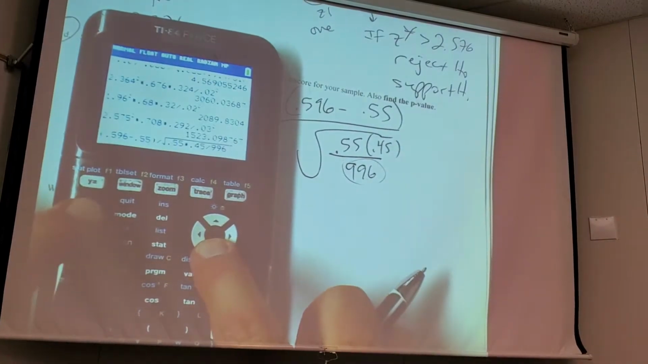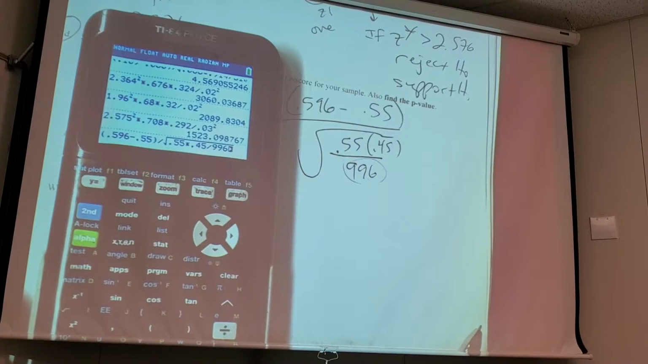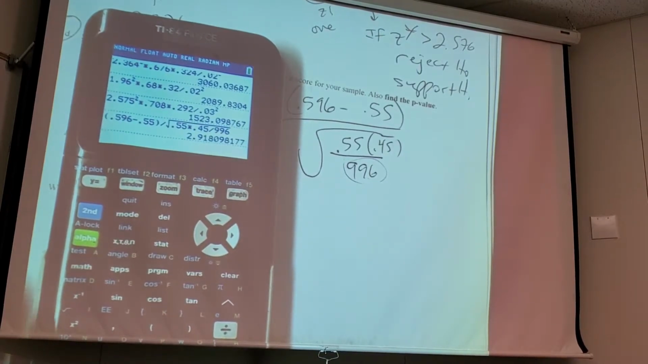So that's how to do it correctly. Tell it what the top is. Make sure you don't come out of the square root too soon. And I get, what do you guys get? Anybody? 2.92.